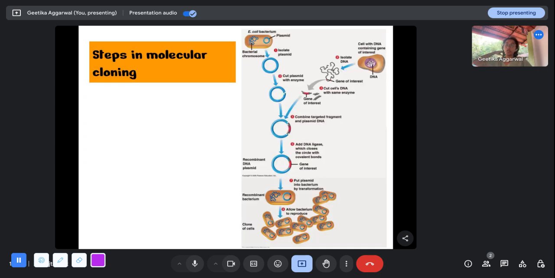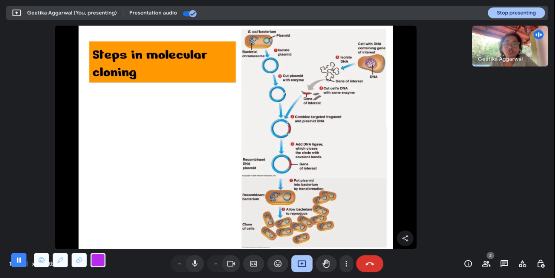Now, coming back to molecular cloning, after having discussed all of this, I would like to again brief you about what basically is molecular cloning and what are the steps happening. So, this here is your target DNA where the gene of interest will come from. So, basically, it's the cell with the DNA containing the gene of interest. From here, you'll isolate DNA. After isolating DNA, you'll get your gene of interest, and you'll cut it with the same restriction enzyme with which you're cutting the plasmid.